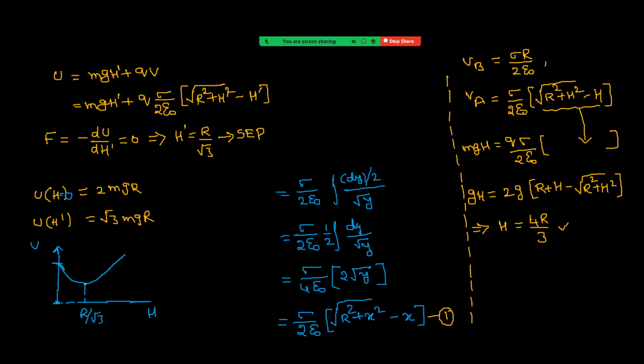This is the graph as a function of height from the center of the disk. From the center of the disk up to a height of r by root 3, the potential decreases. I am repeating: from the center of the disk up to a height of r by root 3, the potential decreases, and after that the potential increases. So this is the minimum potential energy, which is known as the stable equilibrium position.